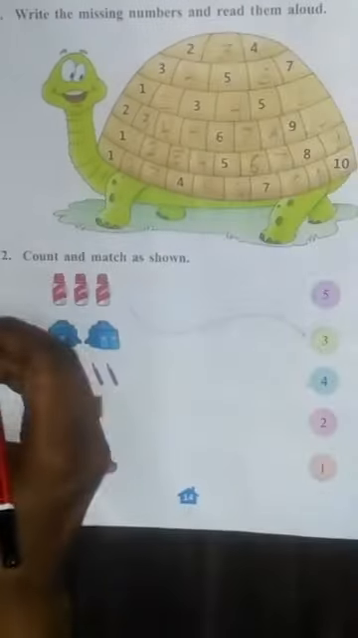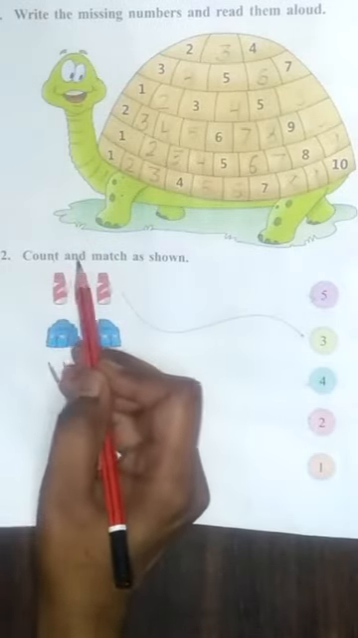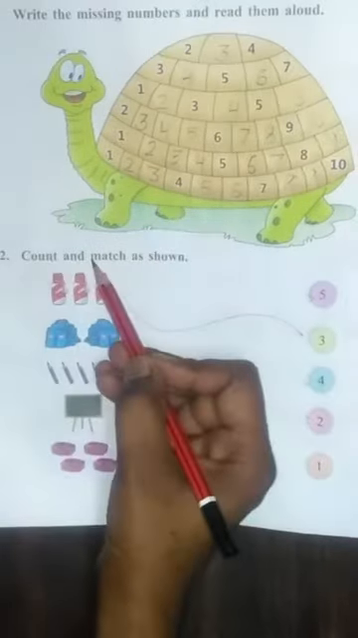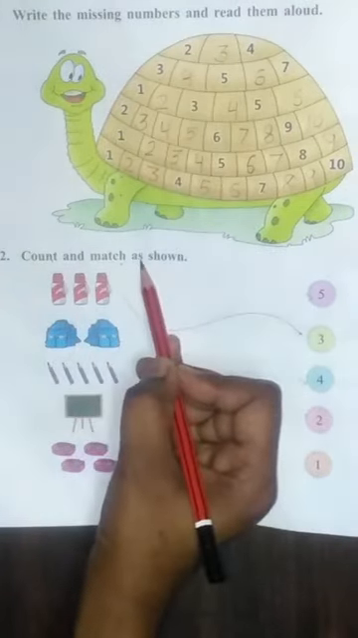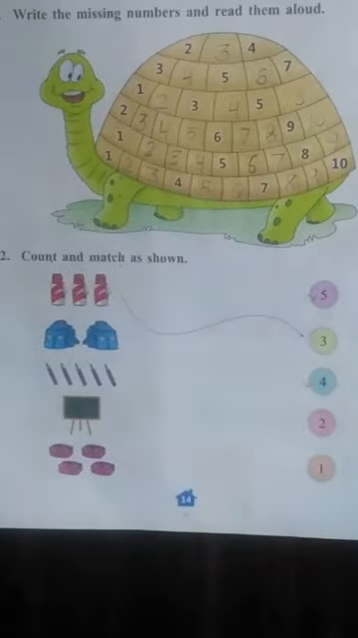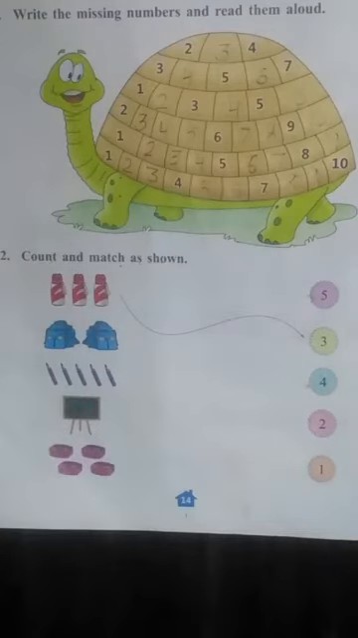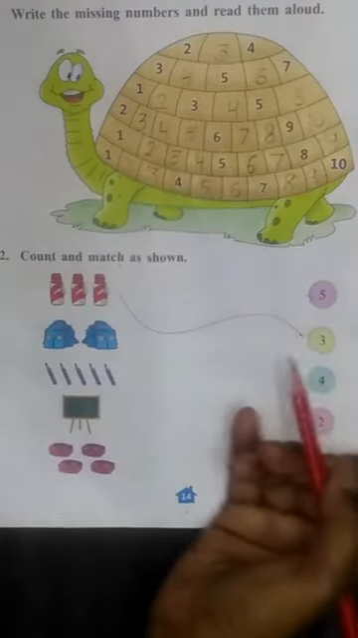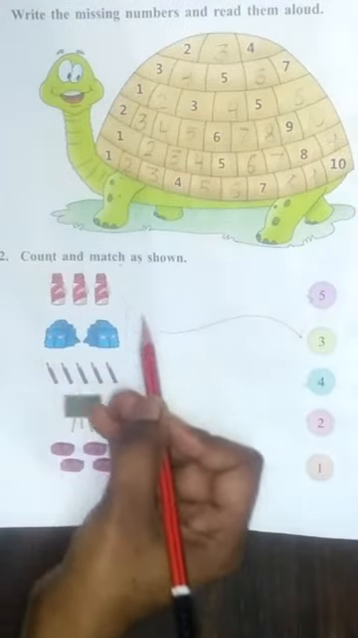Now it's the second part. Count and match as shown. You have to count the objects shown below and match them with the correct number. So let's get started. 1, 2, 3.